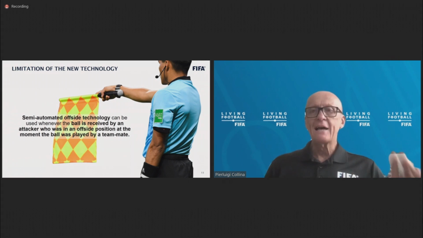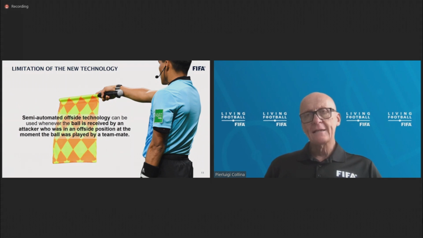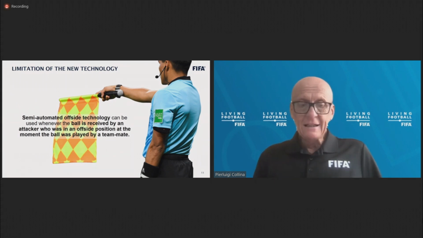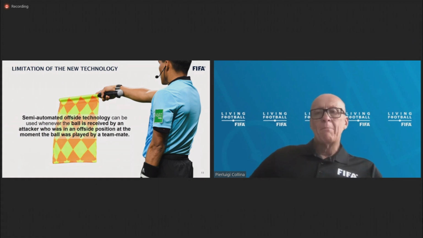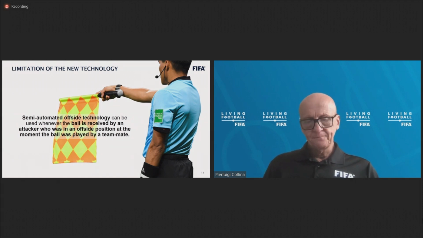I heard and I read about robot referees and similar things. I understand that sometimes this is very good for headlines, but this is not the case. The match officials are still involved in the decision-making process, as the semi-automated offside gives an answer only when a player who was in an offside position plays the ball.